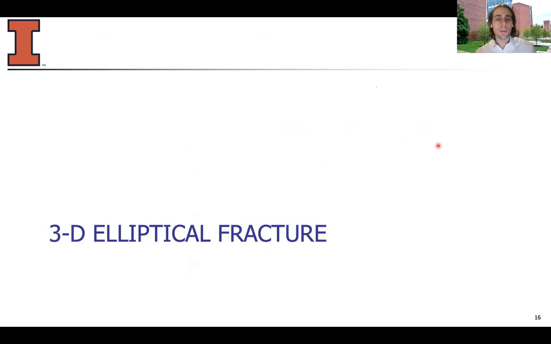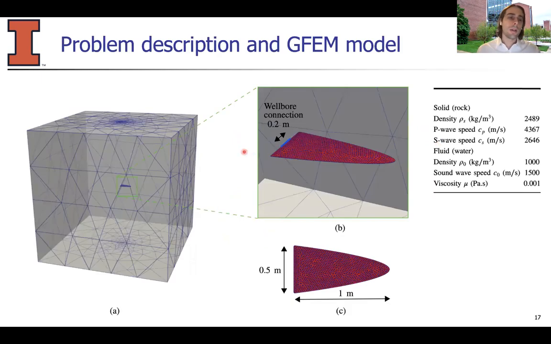Lastly, I will show a 3D elliptical fracture, and the domain is shown here on the left, where there's an embedded elliptical fracture. This fracture is 0.5 meter by 1 meter. This is the same length as the first example shown in this presentation, and this is used to compare both examples later. Also, the connection where the pressure wave is applied is a smaller region, just part of the left boundary of the ellipse. And this is a more realistic connection with the size of a wellbore. And these are the material properties, which are the same as the material properties in the first example.